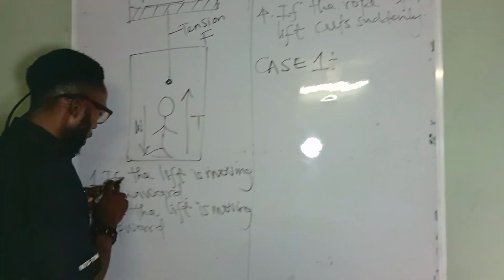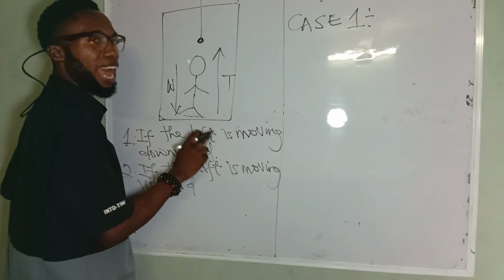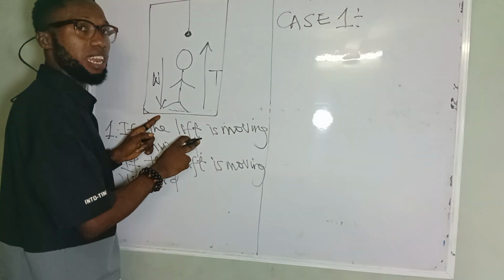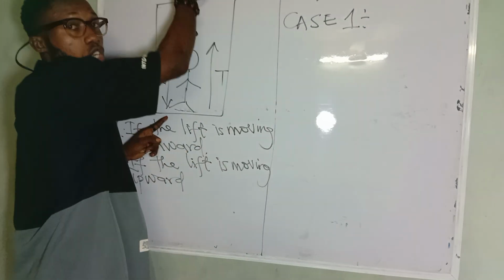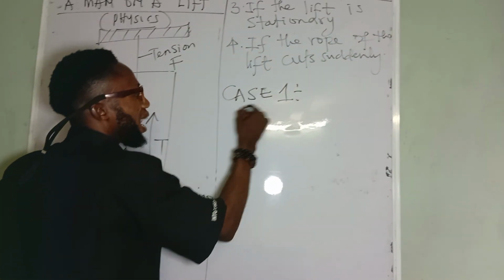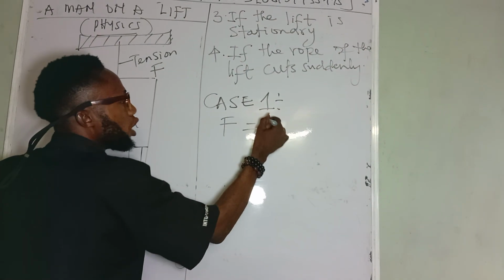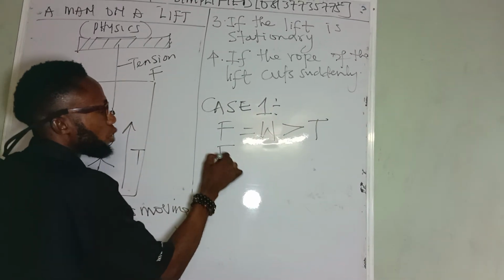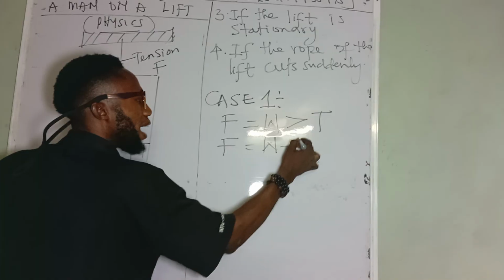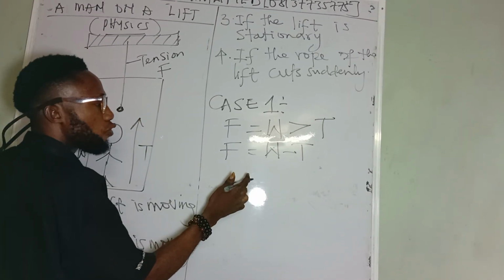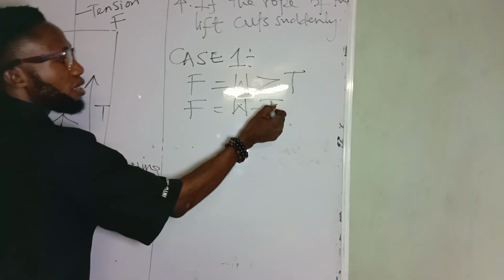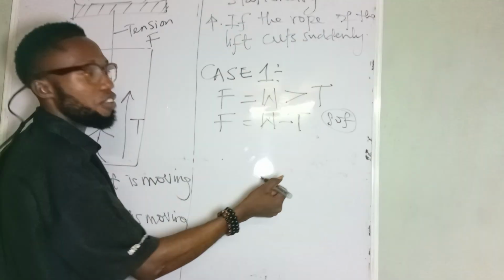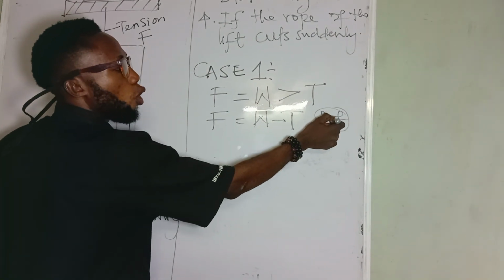So case 1 is if the lift is moving downward. If the lift can move downward, it means that the weight of the body inside the lift is greater than the tension in the rope. That means there's an unbalanced force. You have the weight greater than the tension. That means you have the force equal to the weight minus the tension. And don't forget, if you are to make your T the SOF, if I say SOF in this class, it means subject of formula.